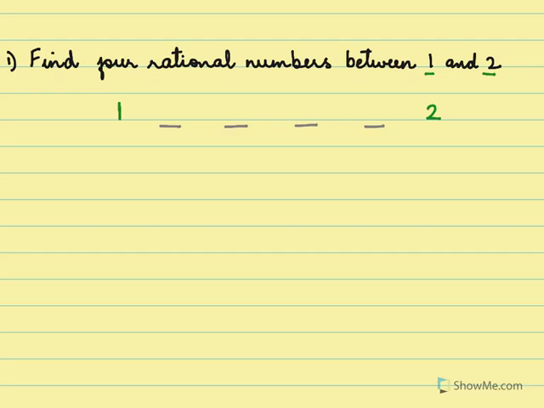Now between 1 and 2, you know the numbers are 1.1, 1.2, 1.3, 1.4, and there are so many more. So all these numbers 1.1, 1.2, 1.3, 1.4 lie between 1 and 2. So that's the answer.